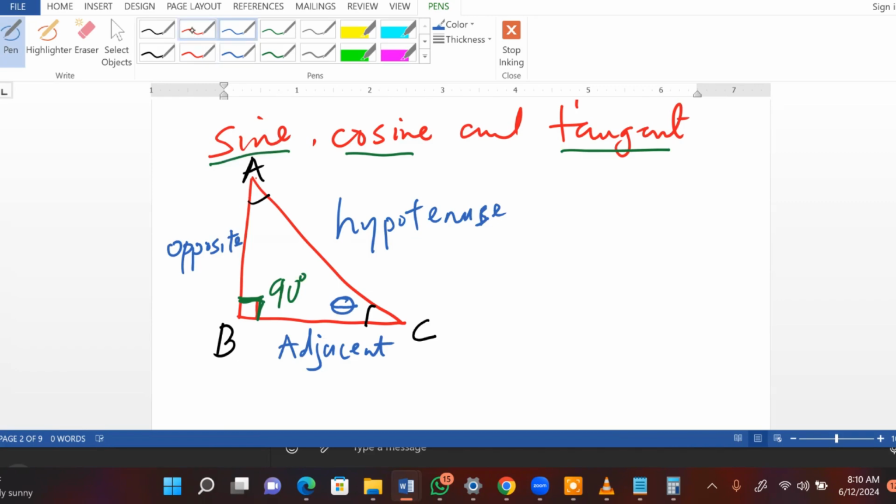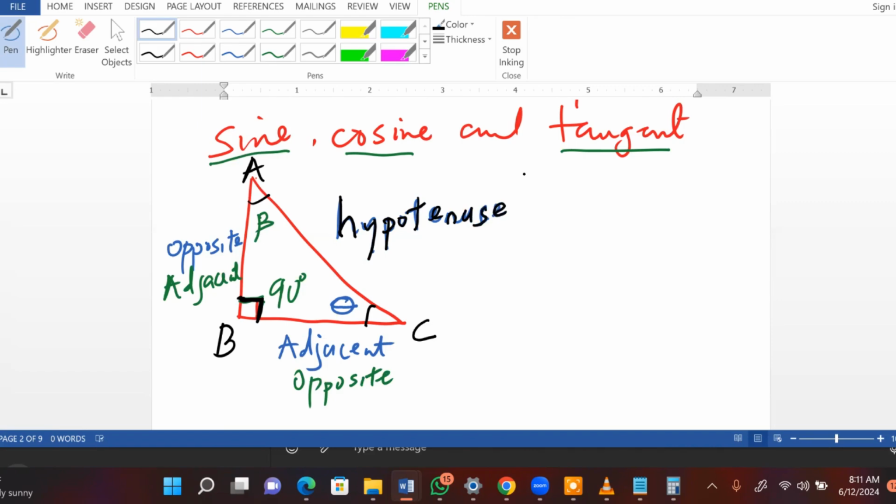But if I'm considering the other angle, the side that is facing it will become opposite, and this one will become adjacent. The only one that is constant is the hypotenuse. It cannot change because it is the side that is facing the 90 degree angle, and it is the longest side in the right angle triangle.